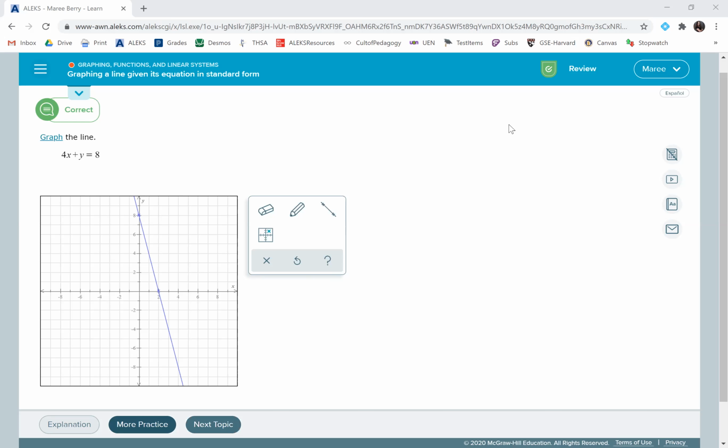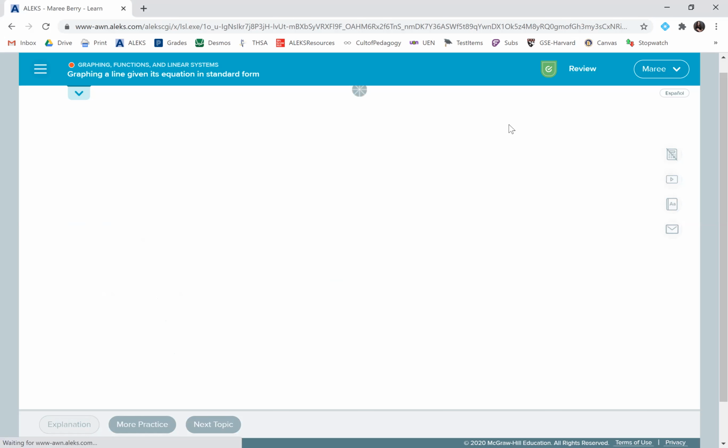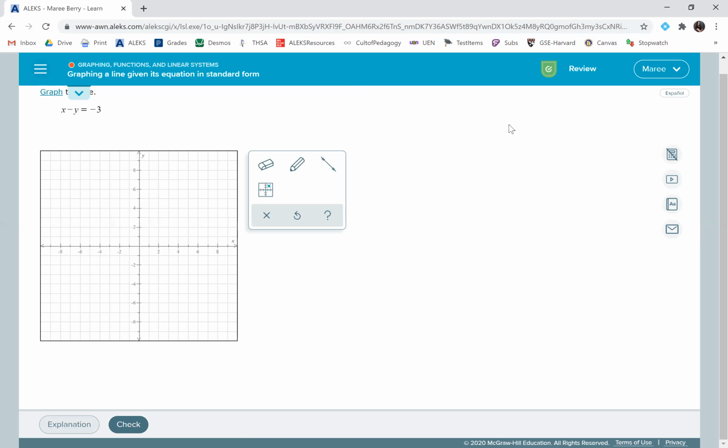So let's try another one, maybe 2. So x minus y equals -3. Again, I'm going to draw my table. If you take notes, maybe put step 1, draw XY table, put 0 in for x on one point, 0 in for y on a second point to find the second point. So if I plug in 0 for x, I have 0 minus y equals -3.